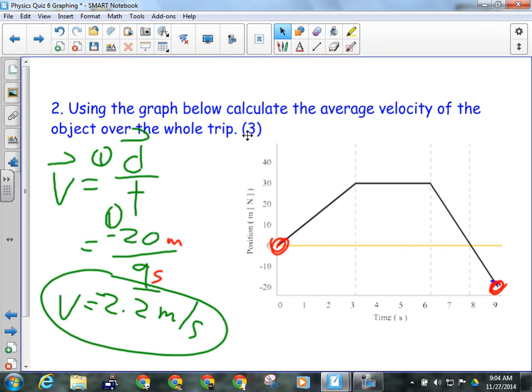Second one is a position versus time graph. If I want to find average velocity, I need two things: total displacement and total time. So if they showed that with this formula here, you can give them a mark.